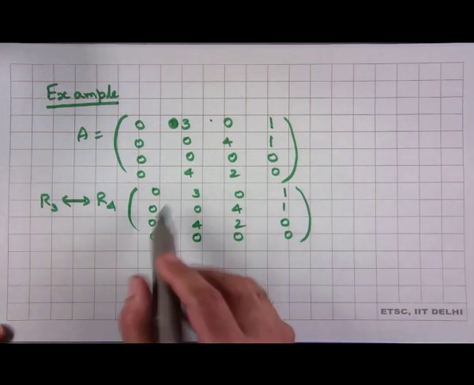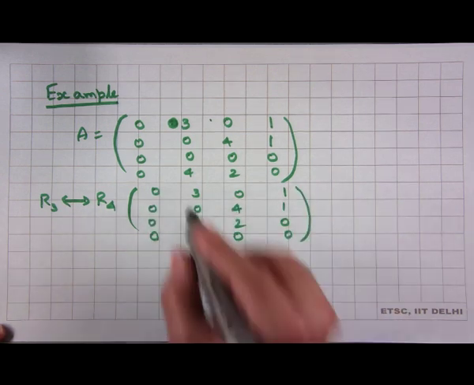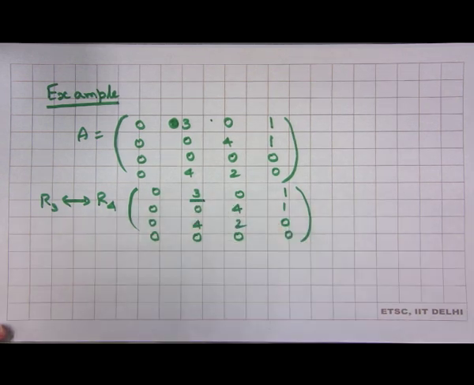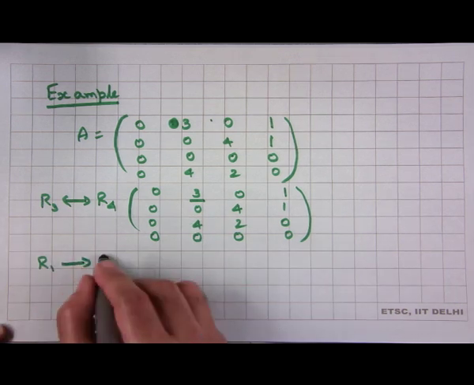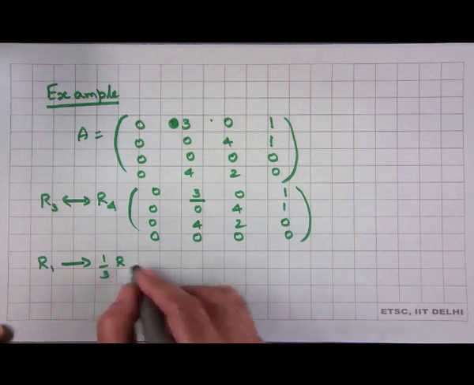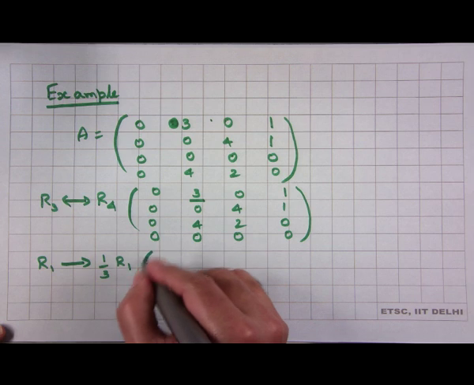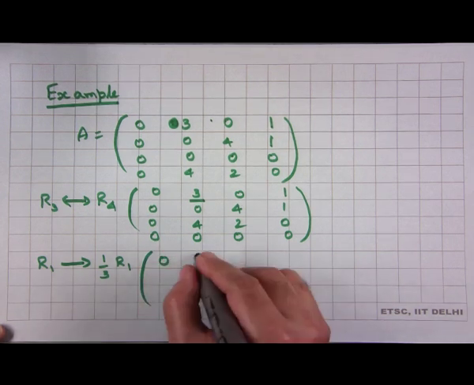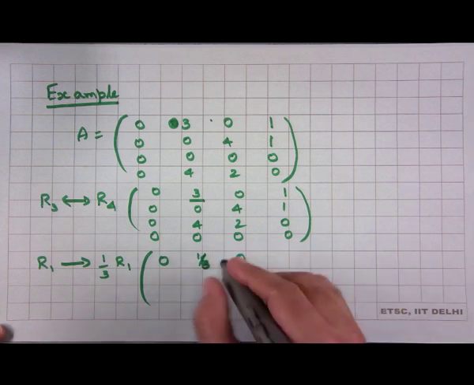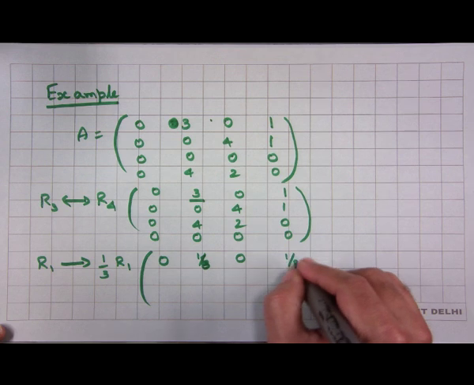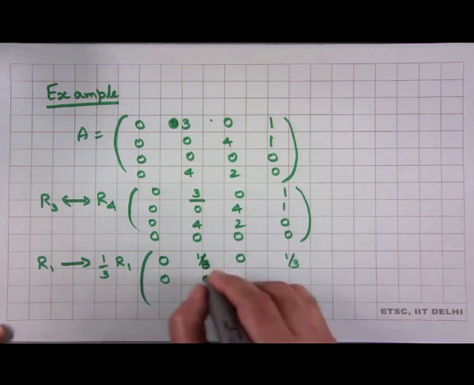We have this. Look for the first non-zero row, which is the first one, and the first non-zero element is this 3. So, let us try to convert it into 1. R1 is replaced by 1 by 3 times R1. What we will have is 0 1 by 3 0 1 0 1 by 3. Other rows remain unchanged.